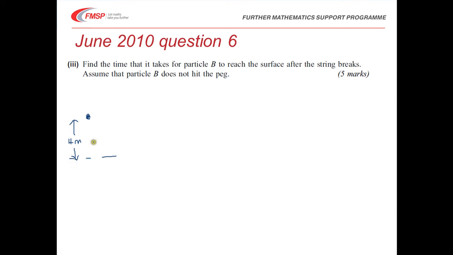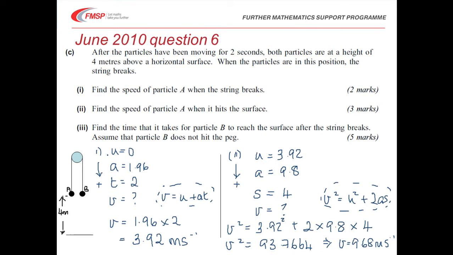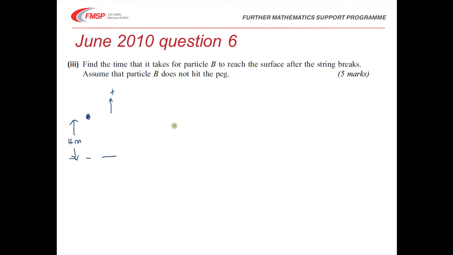But of course B was travelling upwards, if you remember, when all this happened. If you go back to the original diagram, you'll remember that B was travelling upwards, as we can see here, and A was travelling downwards. So B is travelling upwards. So let's think about what's happening.